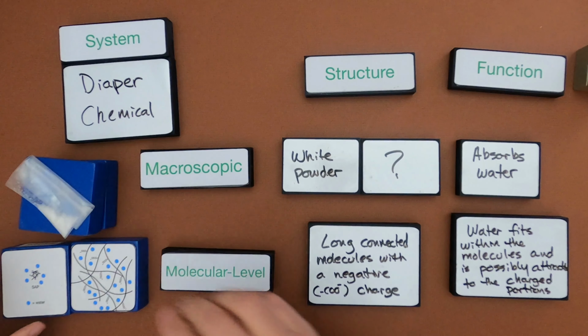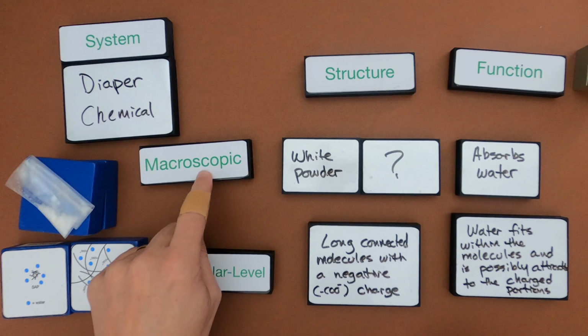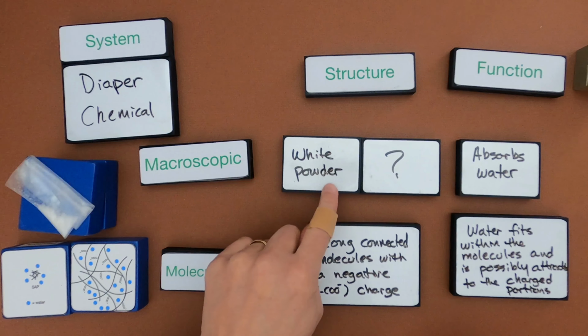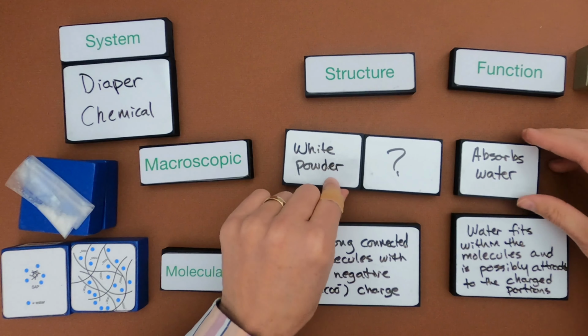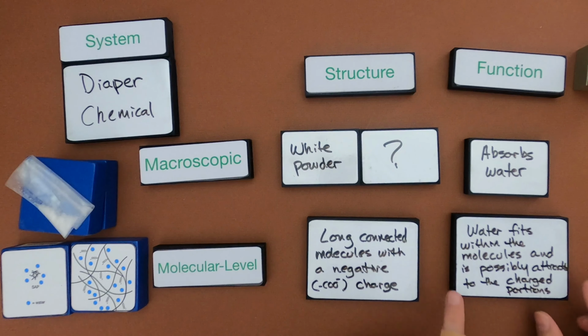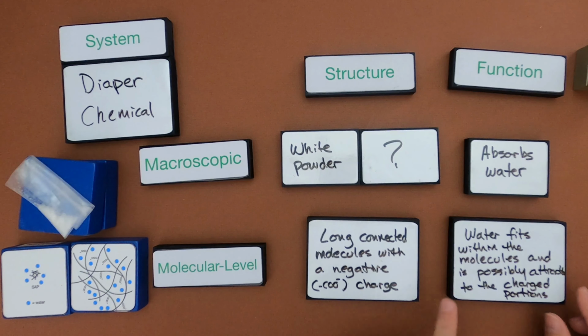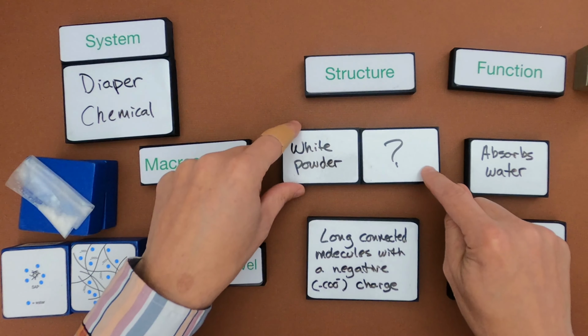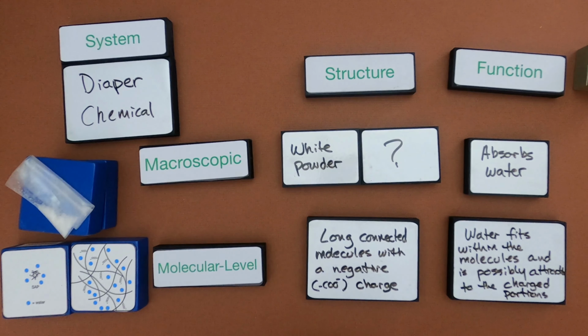And so what have I done? You can see at the macroscopic level, we didn't have an answer to the white powder and how it absorbs water. But by looking at the molecular level structure, we can come up with a molecular level function, which kind of gets rid of this question mark. Now we know what's going on in the phenomena itself.